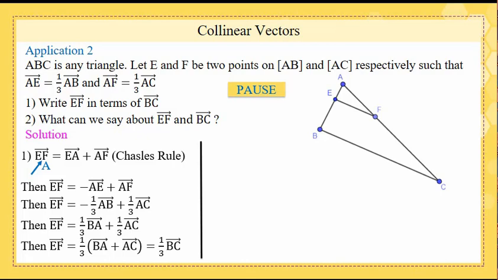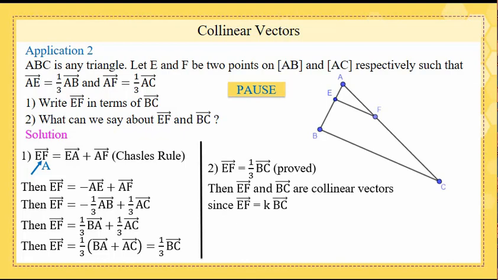Part 2. What can you say about EF vector and BC vector? Since EF vector equals 1 over 3 BC vector, this was proved in part 1, then these two vectors are collinear vectors because they are written in the form of u vector equals k v vector.